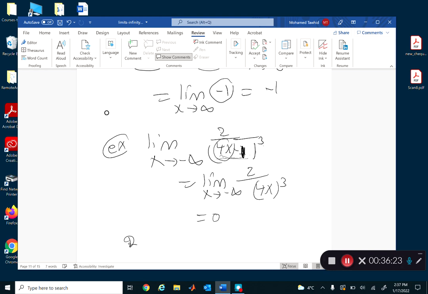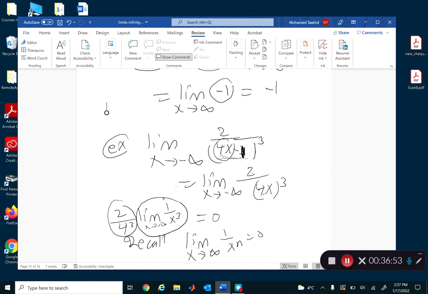I'm just going to recall here, if you have the limit as x close to plus infinity or minus infinity of 1 over x to the power n, you get 0. Here 4 to the power 3 is a constant. You can grab the constant out, 4 over 4 to the power 3. So what is inside the limit? You get 1 over x cubed. You don't need to worry about the constant, because the limit of 1 over x cubed, when x close to minus infinity, is 0. 0 multiplied by any number, you get 0. If you follow, guys.